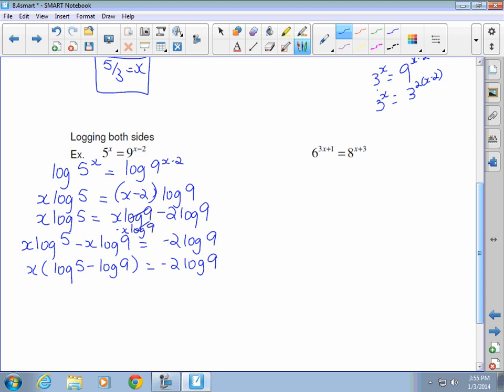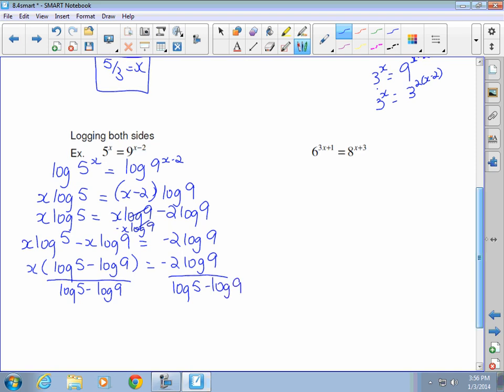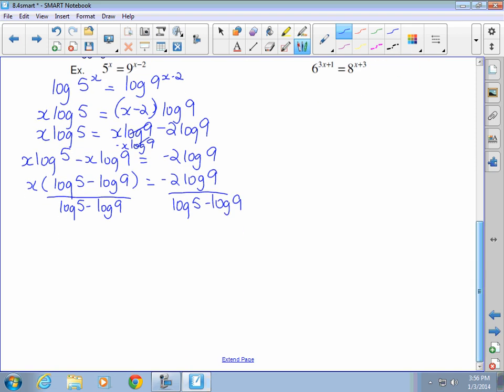So I want my variable by itself, so that means I'm going to have to divide this side by log of 5 minus log 9, so I divide this side by log of 5 minus log of 9. So what you're left with then is x is equal to negative 2 log 9 over log 5 minus log 9.